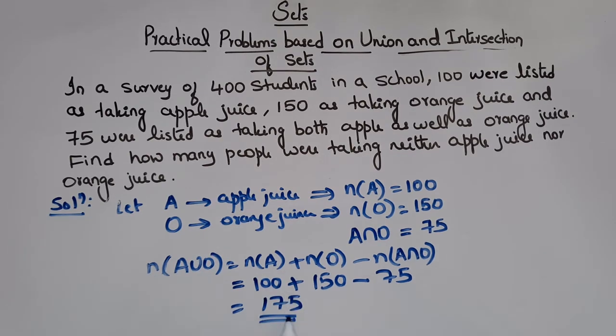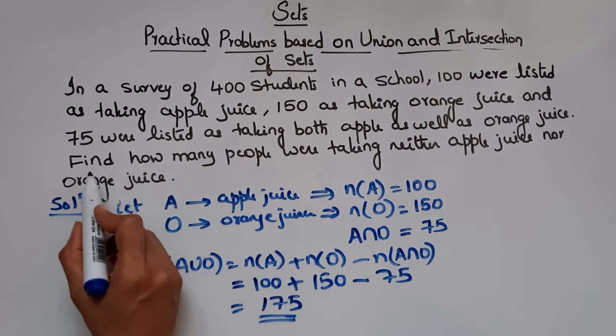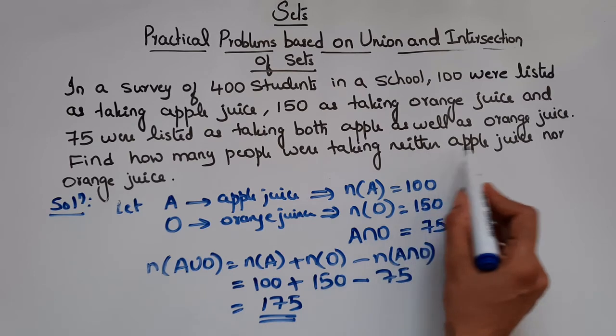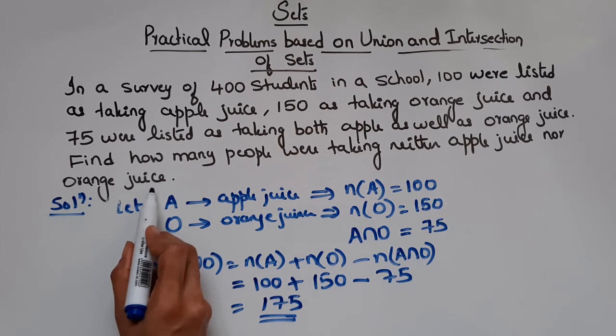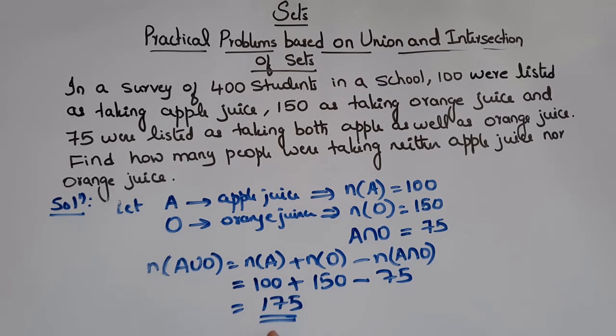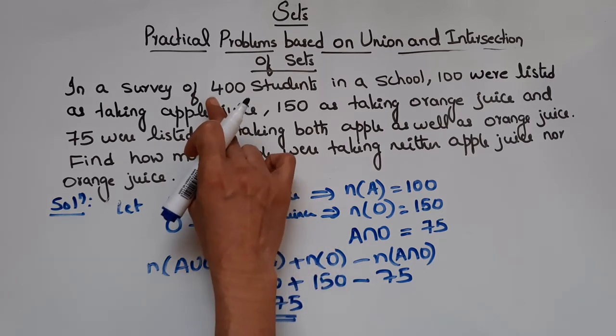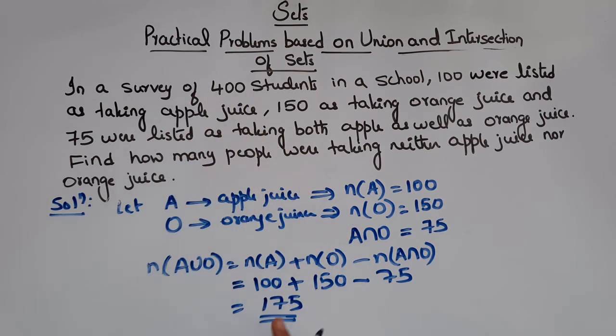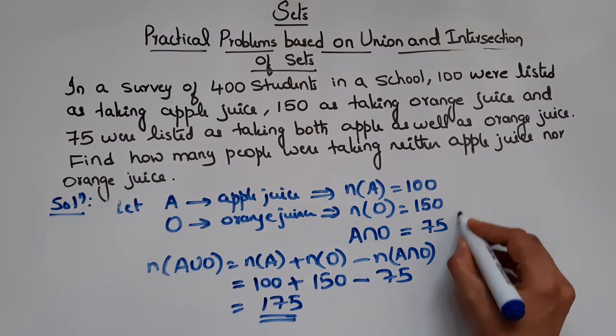Here we got the union, that is A union O, which means in these 175 students, there are students who are taking apple juice, there are students who are taking orange juice, plus there are students who are taking both the juices. But here they have asked us to find how many people were taking neither apple juice nor orange juice, which means we have to subtract 175 from this universal set of 400 students. So 400 minus 175 will give you the students who are not taking any of the juices. Agreed?